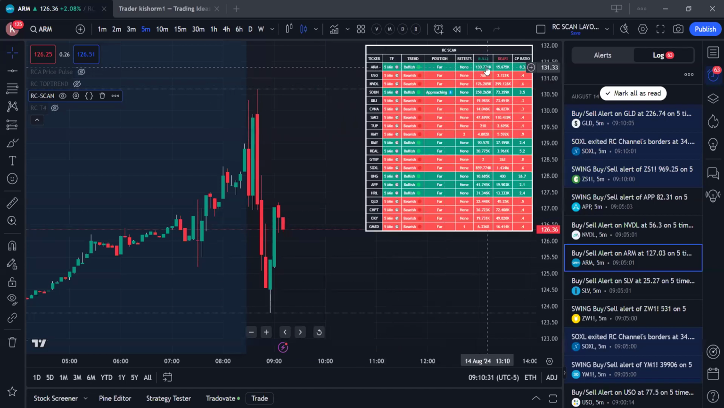The arm is showing nearly 130,000 bulls for every 15,000 bears. That means there is a CP ratio of 8.3. So that is very, very high, right? For every one seller, we have 8 buyers. So there is a high possibility for the stock to move up.